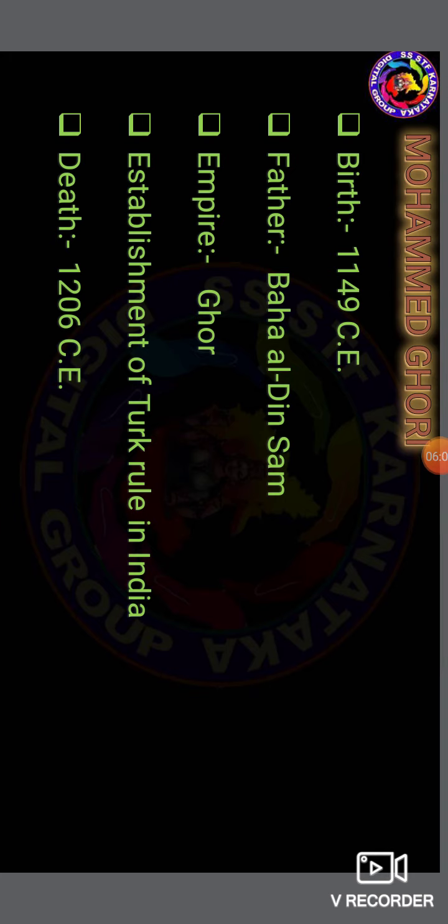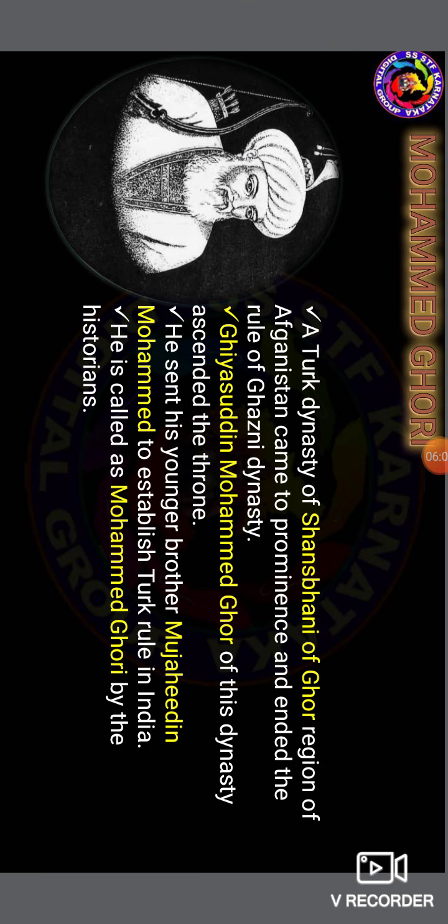Muhammad Ghazni. The Shansabani dynasty from the Ghor region of Afghanistan came to prominence and ended the rule of the Ghazni dynasty. Ghiyasuddin Muhammad of this dynasty ascended to the throne. He sent his younger brother Muizzuddin Muhammad to establish Turk rule in India. He is called Muhammad Ghori by historians.